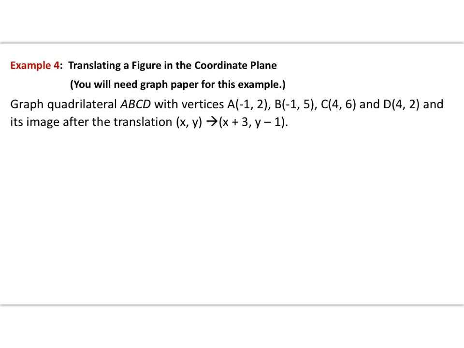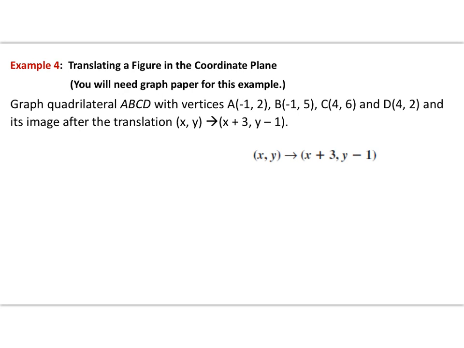All right, next, let's take a look at graphing quadrilateral ABCD with the following vertices. A is at -1, 2, B's at -1, 5, C's at 4, 6, and D's at 4, 2. And its image after the translation (x + 3, y - 1). So that means every x value will be adding 3. So let's take a look at this.